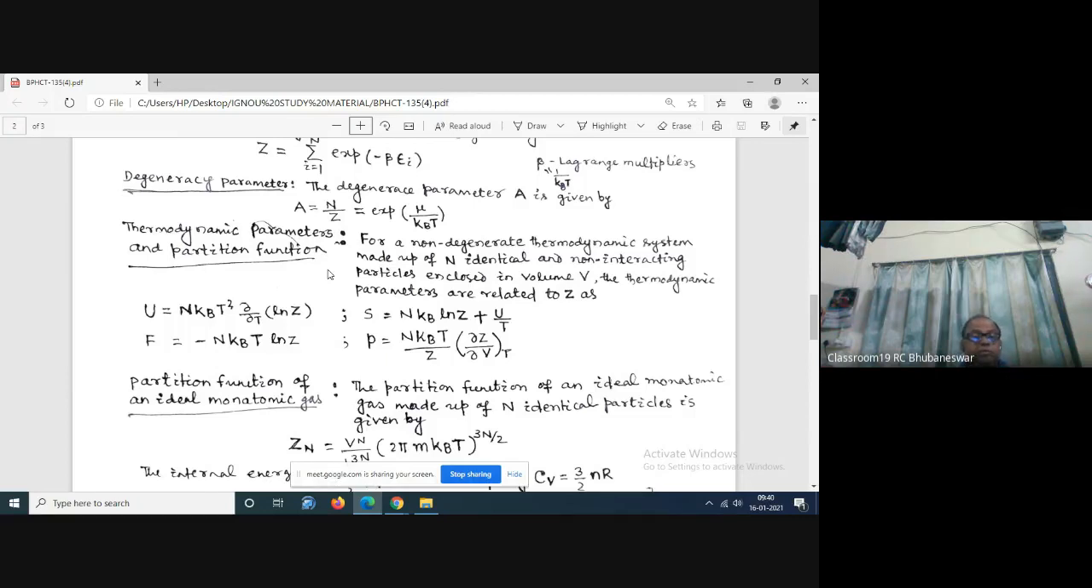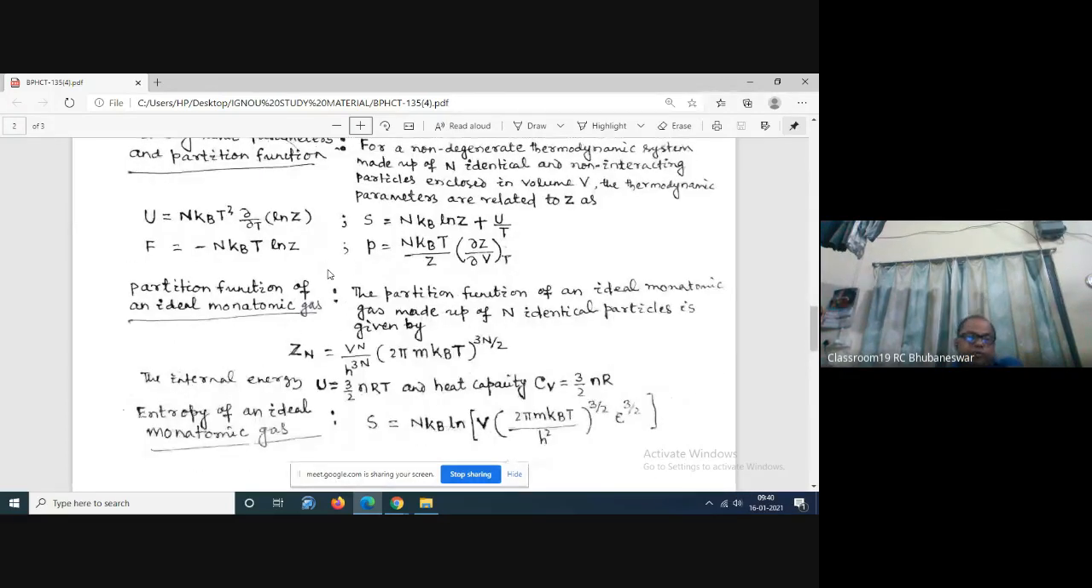In that case, the thermodynamic parameters are related to Z by these relations. You have to write the internal energy U equals n k T squared del by del T of ln Z. Similarly, the entropy is n k (ln Z plus U by T), and the Helmholtz free energy is minus n k T ln Z, and the pressure is n k T del ln Z by del V at constant T.